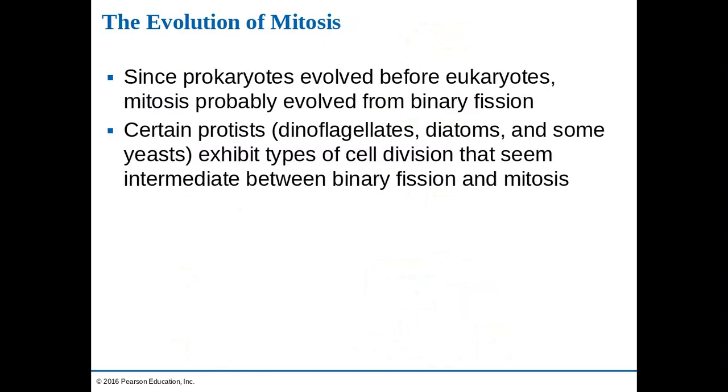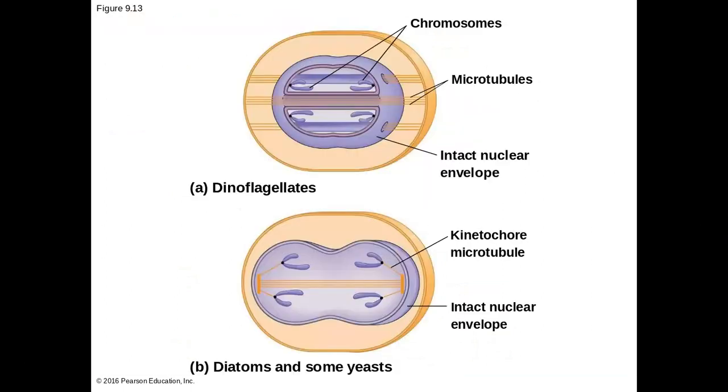So always coming back to evolution, since that's kind of the overarching theme of this biology course. Since prokaryotes evolved before eukaryotes, we believe that mitosis most likely evolved from binary fission. And one piece of evidence for this is that there are certain protists that exhibit types of cell division that kind of seem like an in-between binary fission and mitosis.